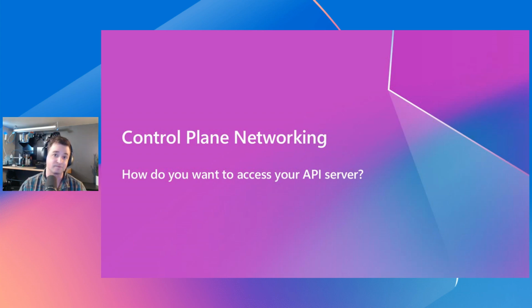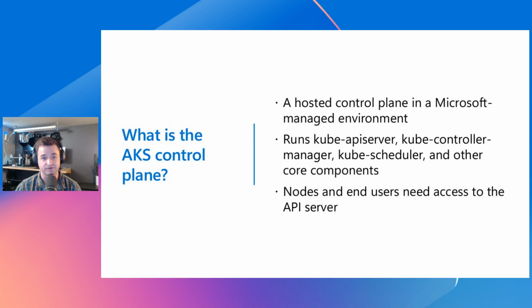Keep that question in mind as we move forward, because this is what you're trying to answer with your control plane networking choice. So first of all, what is the AKS control plane? So the AKS control plane is a hosted control plane in a Microsoft managed environment. That means Microsoft owns it, manages, it's separated. You don't have to worry about it too much. And what it does is runs the API server, the controller manager, the scheduler, and other core components. And why it's important is because nodes and end users need to be able to access the API server. Nodes to get updates, configuration updates, anything like that, and end users to be able to access and control their clusters.